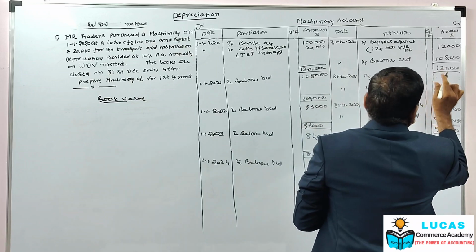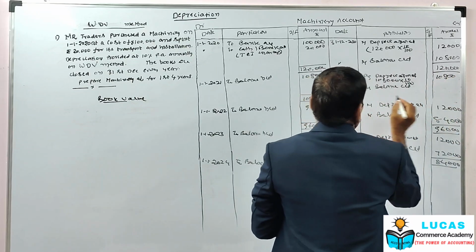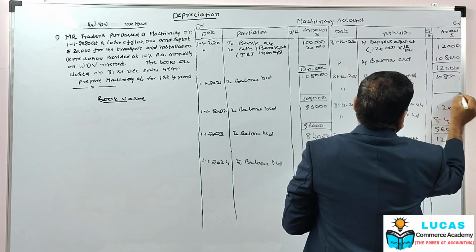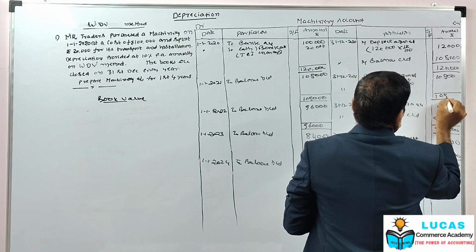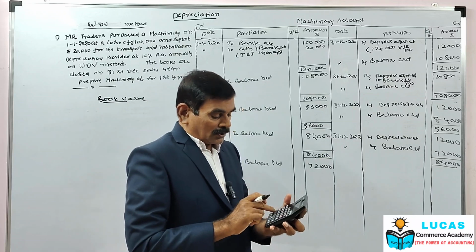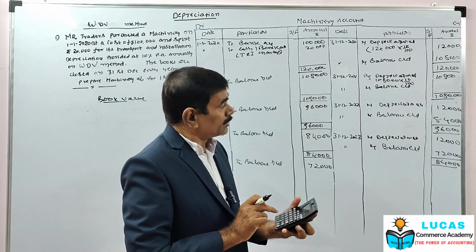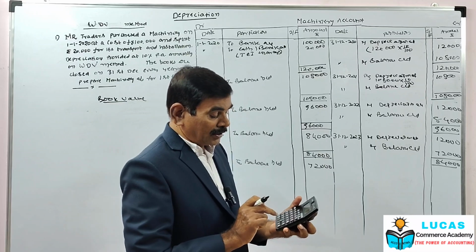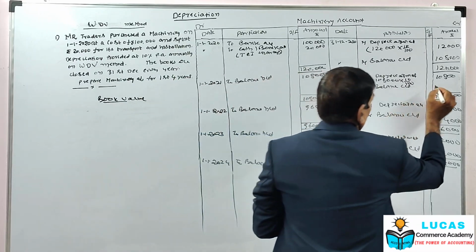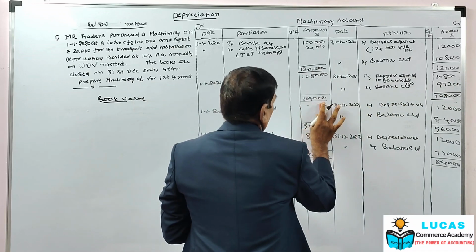So that means 10,800. Now the balance 1,08,000 is transferred to this side. Let me use the calculator. 1,08,000 minus 10,800, so the balance carried down is 97,200. Then it is brought forward to here.